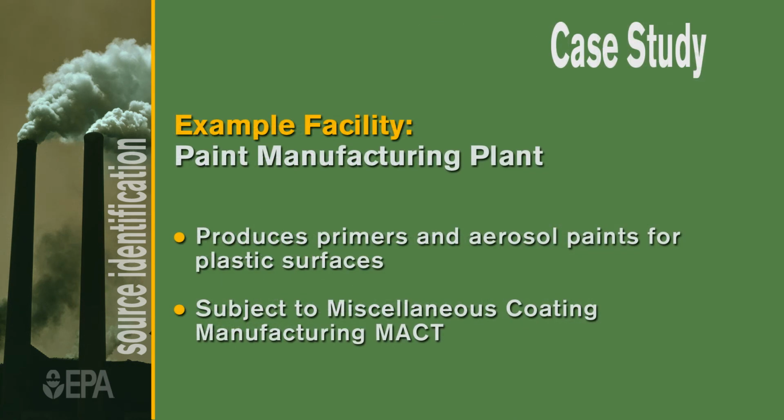Now we're going to look at a case study. The facility is a paint manufacturing facility. It produces primers and aerosol paints for plastic surfaces. It is a major source facility, and it is subject to the Miscellaneous Coating Manufacturing MACT regulation, also known as MCM.